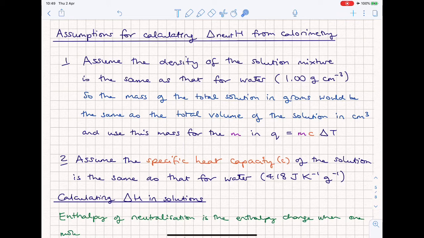The other assumption we're going to make is that the mixture at the end has the same specific heat capacity as water, because we don't know the actual specific heat capacity of the mixture, as we have other things in it like the salt and any unreacted acid or alkali.